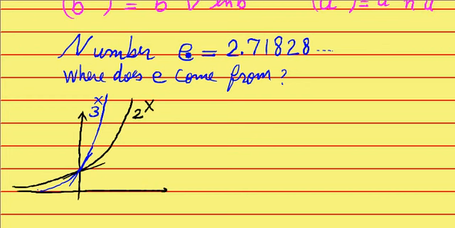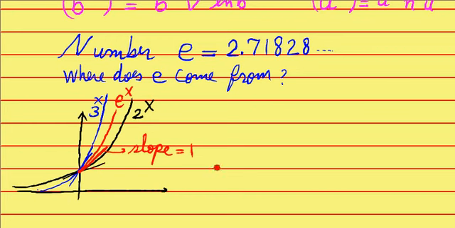Well, e shows up in this context like this. E to the x is the function that goes up, and its slope at the start is 1. So it stands out among all the others. The slope of the tangent line at this point is 1.